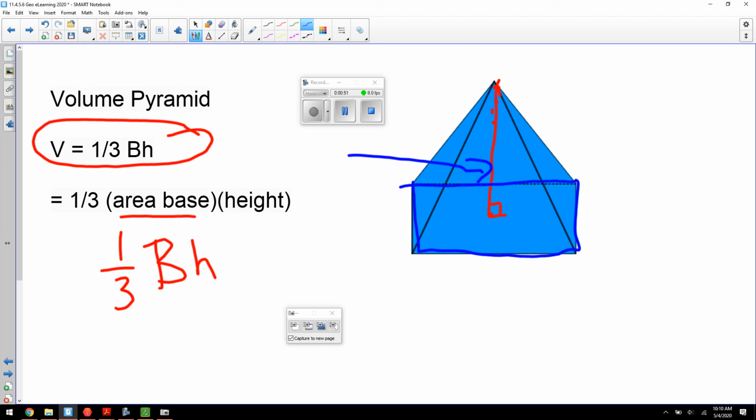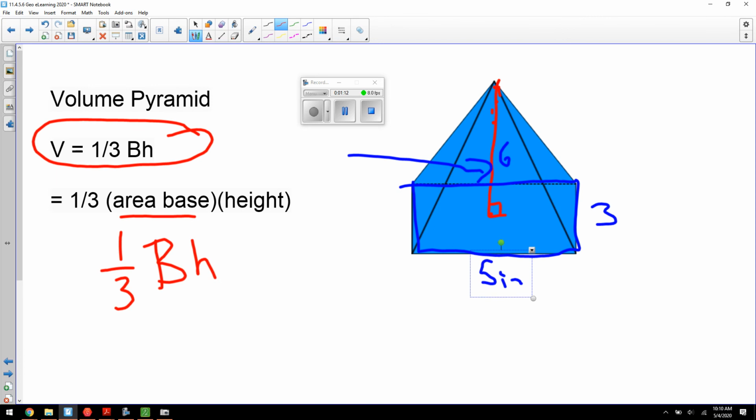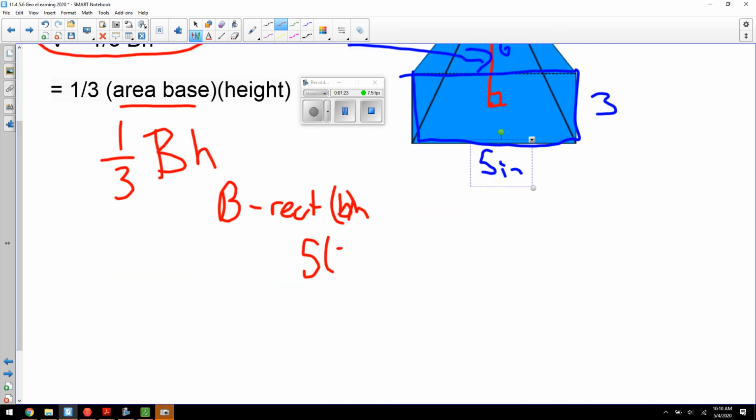So if you have a base of a rectangle, let's say it was 3 by 5, and we'll just say inches for argument's sake, and let's say it was 6 tall. You'd find the area of the base. Big B here, being a rectangle, is base times height, so you would have 5 times 3. So your big B would be 15. You're given that H, the overall height, is 6.